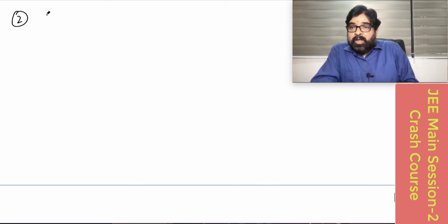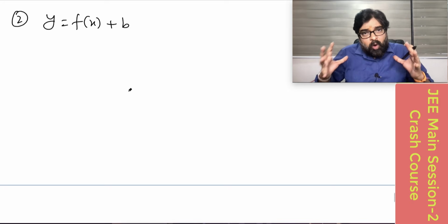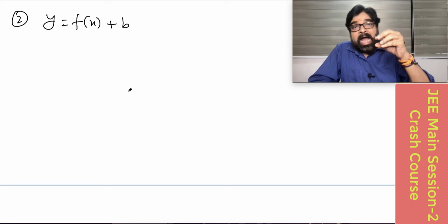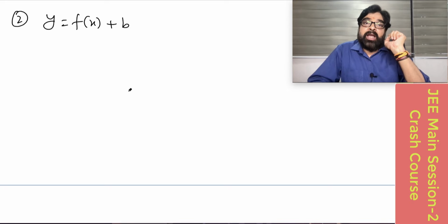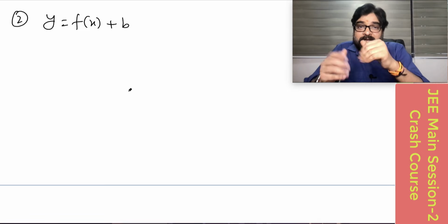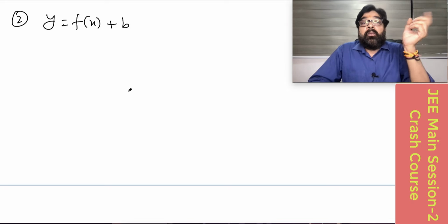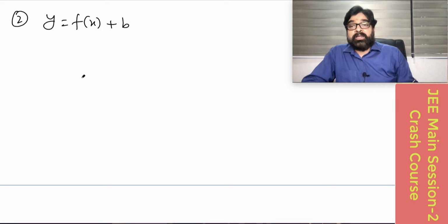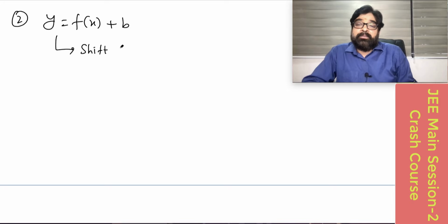Second method, y equal to f of x plus b. Here also I am adding a constant, but not in the variable, in the whole function. If I say add a constant in a function, there are two possibilities. Either you can add the constant in the input variable, the domain variable x, or you can add it in the y, or you can say the whole function. So if you are adding any constant in the x, we'll use the previous method. Whenever we are adding a constant in the whole function, we'll use this method. What does this method say? Simple, shift. Now fully I will not write, you can understand, time limitation is there.